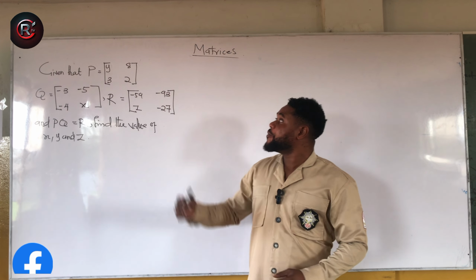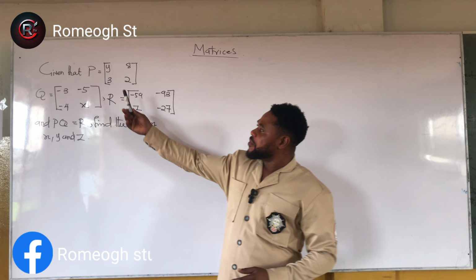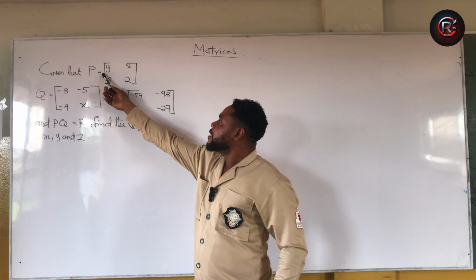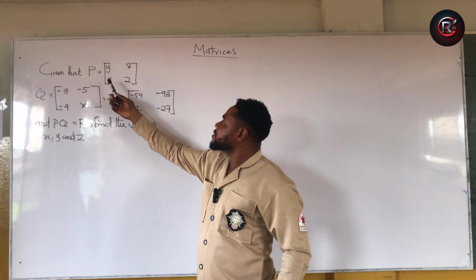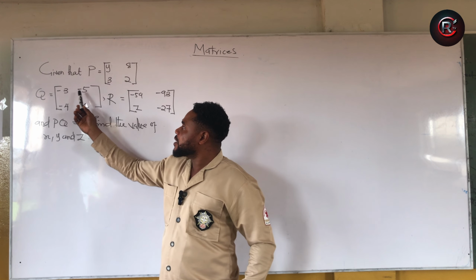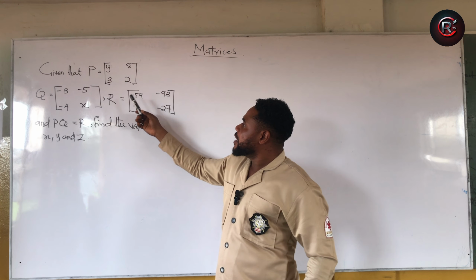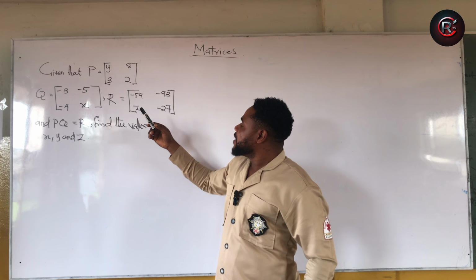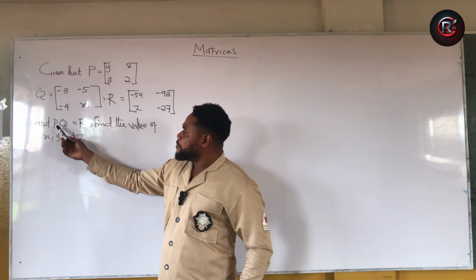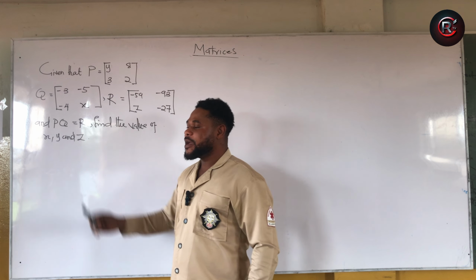Today we want to look at how we can solve some questions under matrices in core mathematics. We have been given a question here where we have matrix P equal to [y, 8; 3, 2], matrix Q equal to [-3, -5; -4, x], and matrix R equal to [-59, -93; z, -27], and PQ equal to R. Find the value of x, y, and z.